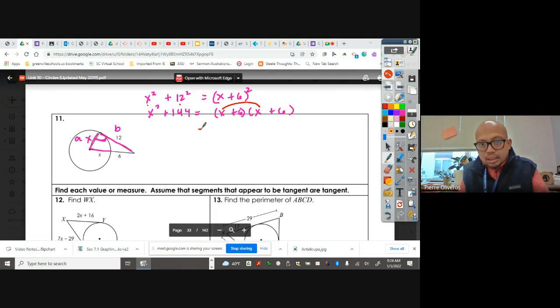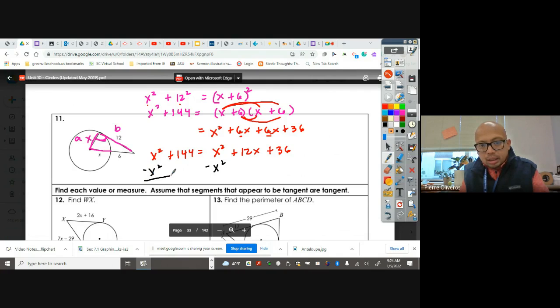FOIL: x times x is x squared. X times 6 is 6x. 6 times x is 6x. 6 times 6 is 36. Combine the like terms. X squared, 6x plus 6x is 12x, plus 36. And this will be x squared plus 144. If I subtract x squared, this x squared will cancel out. 144 is equal to 12x plus 36. Now I can subtract 36 on both sides.